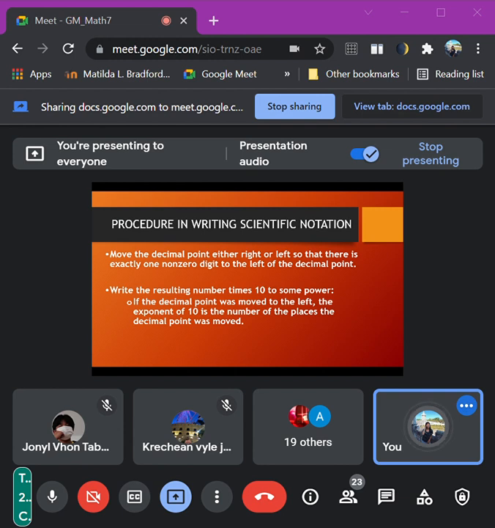Remember this one: if the decimal point was moved to the left, the exponent of 10 is the number of places the decimal point was moved. For example, if you moved the decimal point 3 places to the left, your exponent is 3.